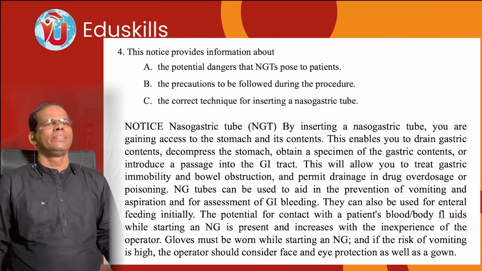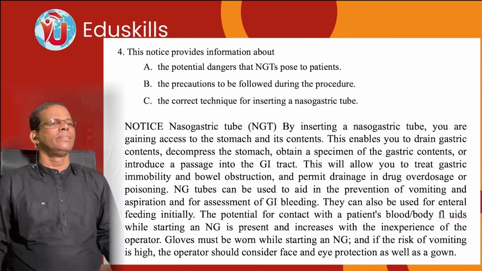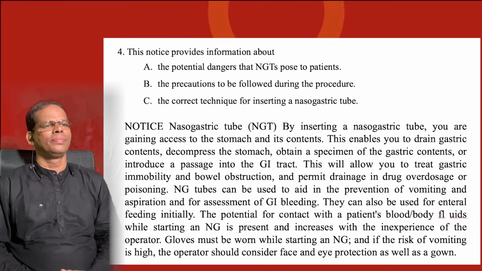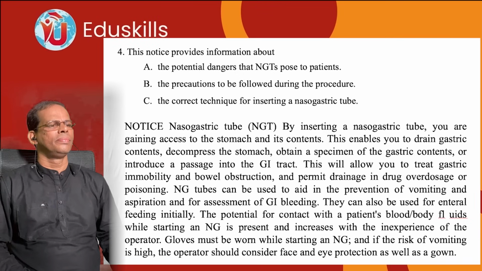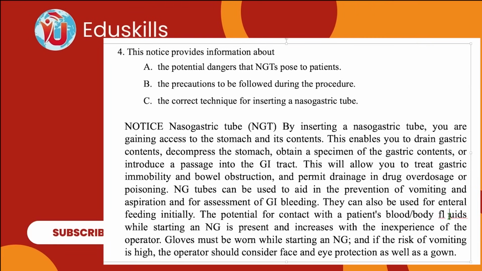This notice provides information about the potential dangers that NGTs pose to patients, the precautions to be followed during the procedure, and the correct technique for inserting a nasogastric tube. By inserting a nasogastric tube, you are gaining access to the stomach and its contents. This enables you to drain gastric contents, decompress the stomach, obtain a specimen of the gastric contents, or introduce a passage into the GI tract. This will allow you to treat gastric immobility and bowel obstruction, and permit drainage in drug overdosage or poisoning. NG tubes can be used to aid in the prevention of vomiting and aspiration and for assessment of GI bleeding. They can also be used for enteral feeding initially. The potential for contact with a patient's blood or body fluids while starting an NG is present and increases with the inexperience of the operator. Gloves must be worn while starting an NG, and if the risk of vomiting is high, the operator should consider face and eye protection as well as a gown.